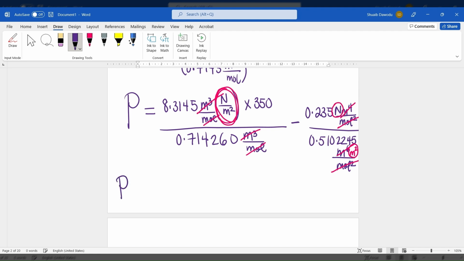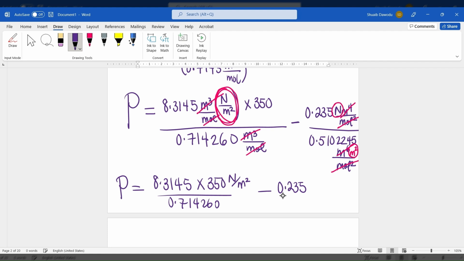So for pressure, I'm going to rewrite this so that our work is neat. 8.3145 times 350 Newton per meter squared, divided by 0.71426, and then minus 0.235, divided by 0.51022245. And of course, you've got Newton here and meter squared here, so Newton per meter squared.